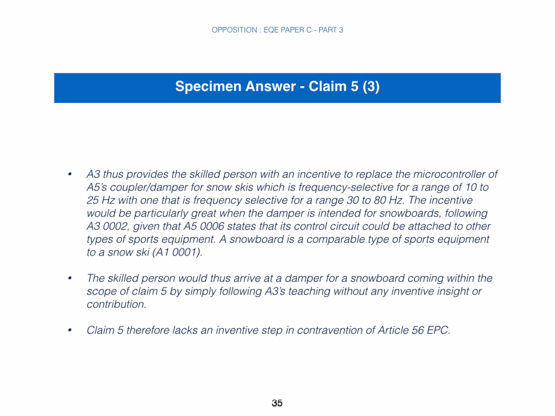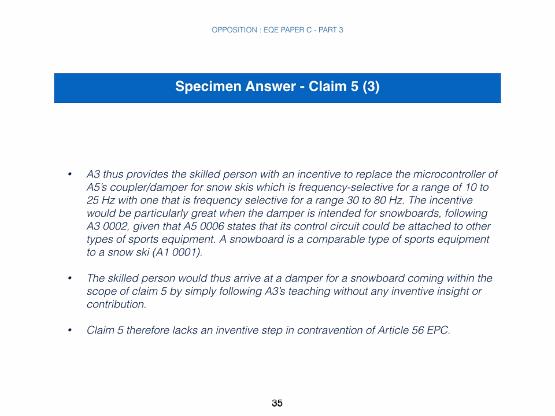Penultimate paragraph then. The skilled person would thus arrive at a damper for a snowboard coming within the scope of Claim 5 by simply following A3's teaching without any inventive insight or contribution. Claim 5, therefore, lacks an inventive step in contravention of Article 56 EPC. Note that the attack was of medium length and was attributed 15 marks, which represents about 22.5 minutes writing time.